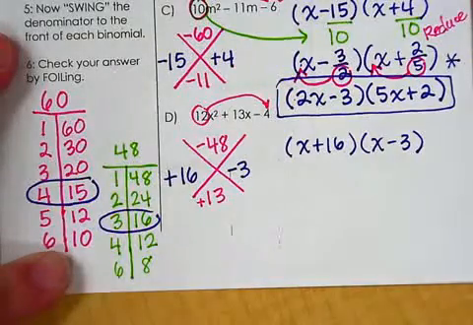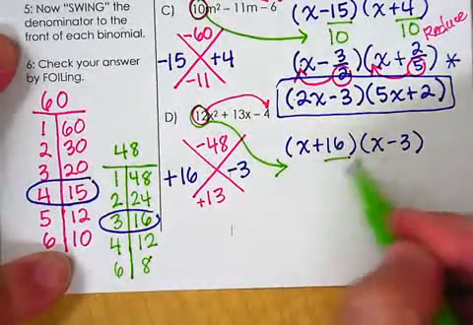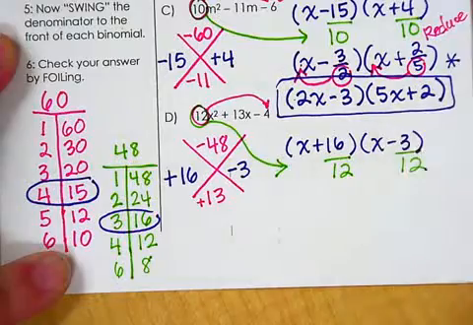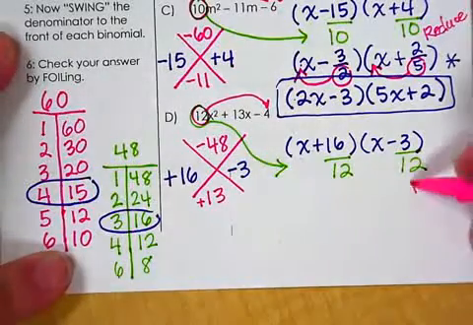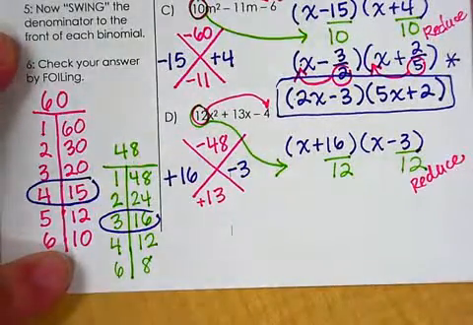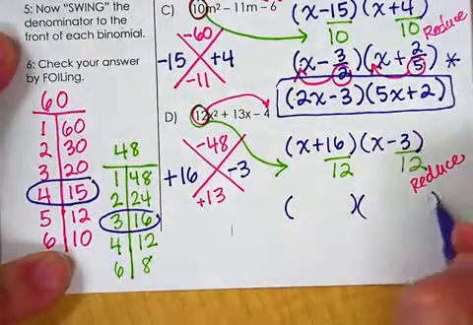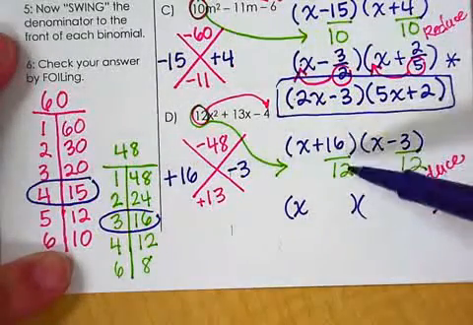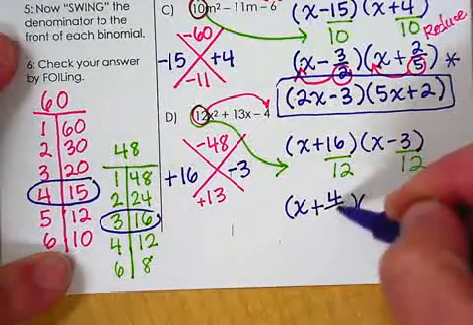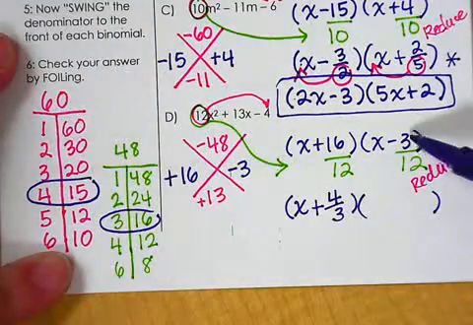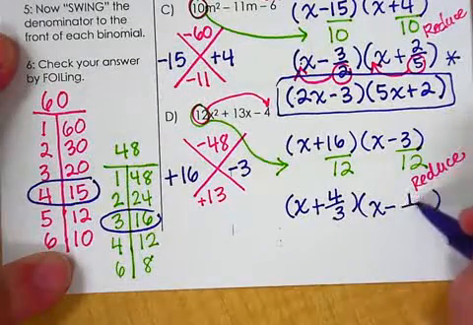Okay, now we need to make sure we don't walk out the door without our pants on, so we're going to take the a value and divide by 12. Nothing divides evenly, so I'm going to reduce. Both of the fractions need to be reduced. So I can divide 16 and 12 both by a 4. So it's x plus 4/3. And then from the 3 and the 12, I can divide both those by 3. So it's x minus 1/4.